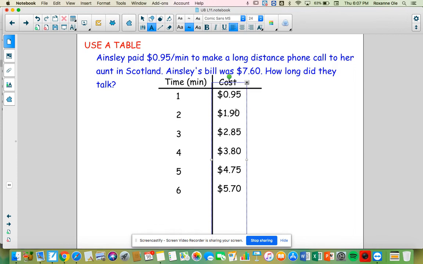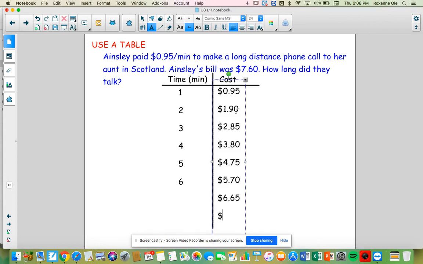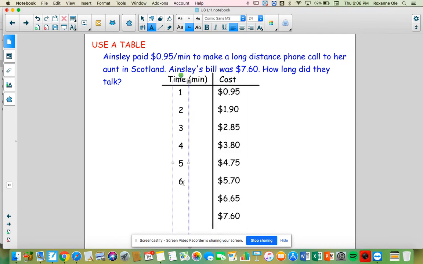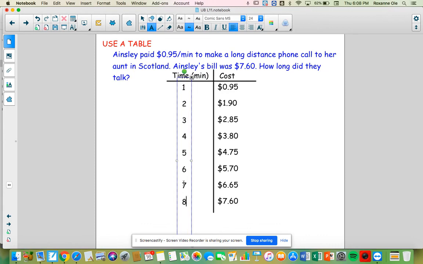After 7 minutes, it would be $6.65. Not quite there. And after 8 minutes, it would be $7.60. So you can see here that we had to extend our table a little bit, and we found out how long did they talk? Well, we know that it was $7.60, so we can look here and see that they must have spoken on the phone for 8 minutes.